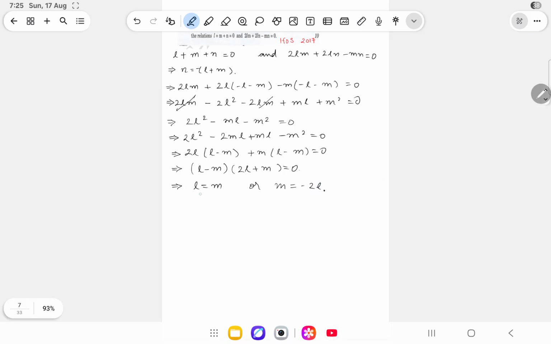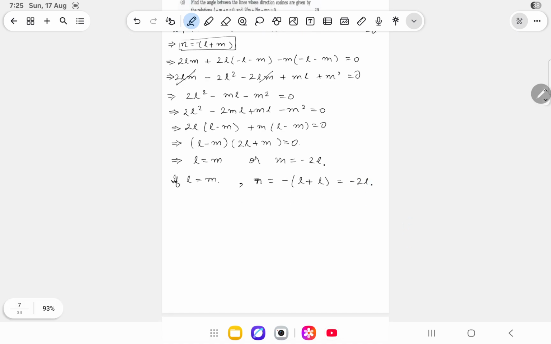So there are two cases. If L equals M, then from here N equals minus of L plus L, which is equal to minus 2L. So from here I got my ratios as L upon 1 equals M upon 1 equals N upon minus 2. So this is the direction ratio of one straight line. Let me name it as star.